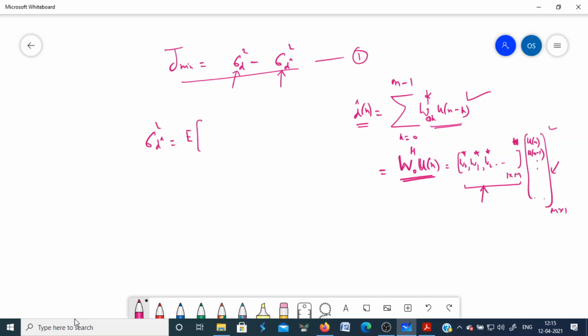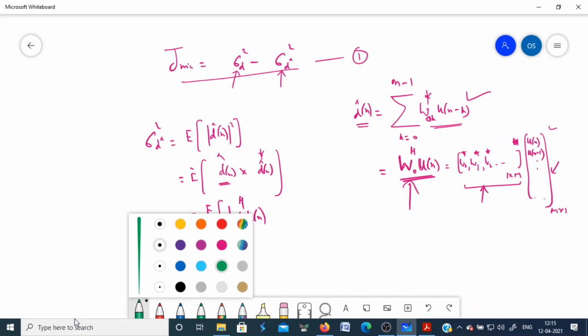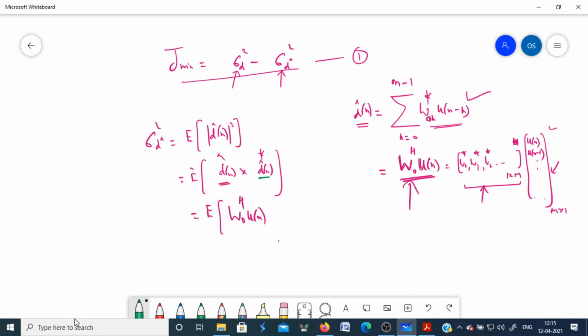So if this is d cap n, what will be this sigma d cap square, the variance? That is the expected value of d cap n square, and you can write it as E of d cap n into d cap n star. Okay, so it will become E of, now d cap n is w o H into u n, and if you take the conjugate transpose of this, it will become u n H into w o.